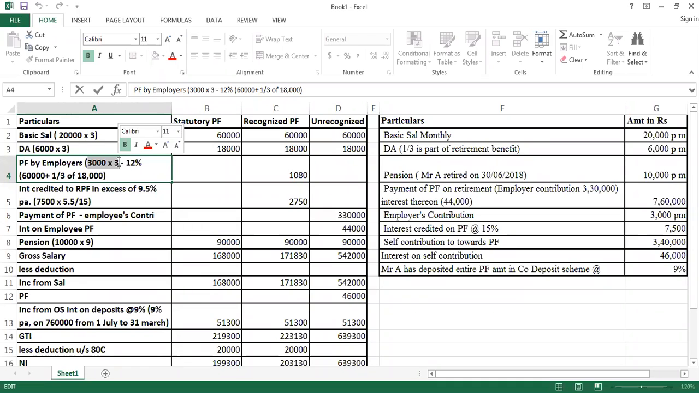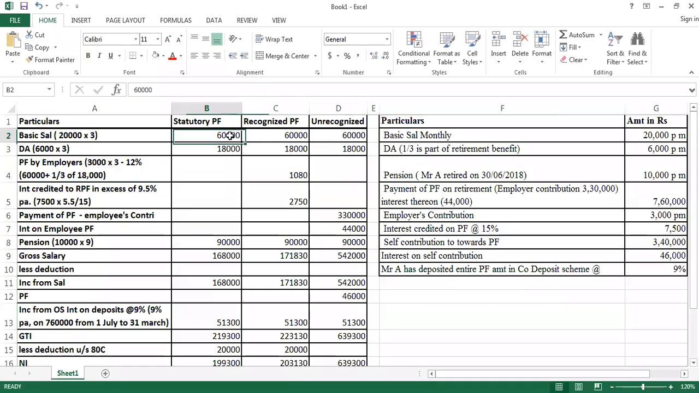Now we have to check whether it is greater than 12% or less than 12% of the standard value that has been prescribed to us. For that I need to check what my salary is. My salary is 60,000 rupees, and 1/3 of the 18,000 is a part of my retirement benefit, so I'm going to consider 1/3 of 18,000 rupees.